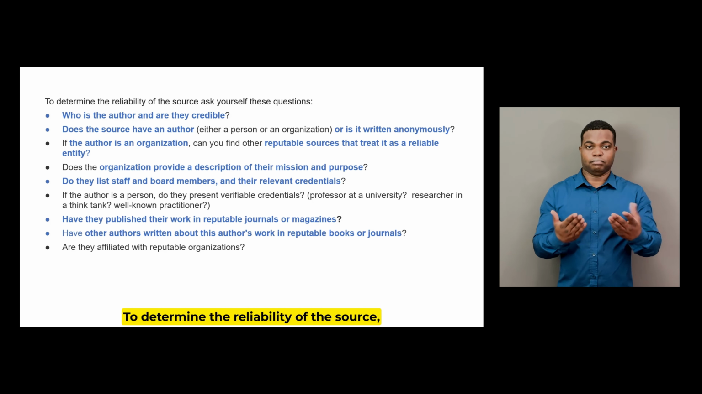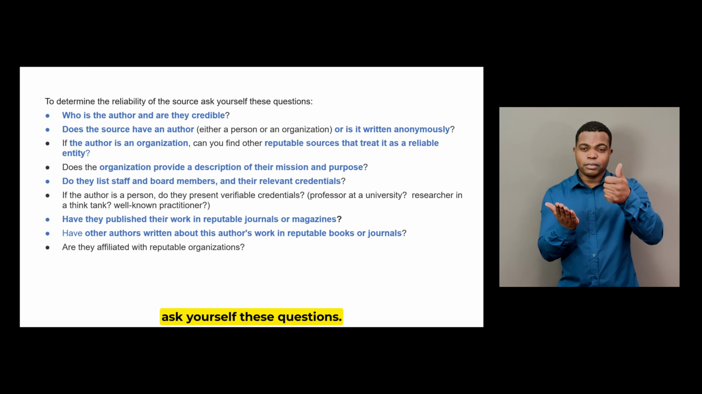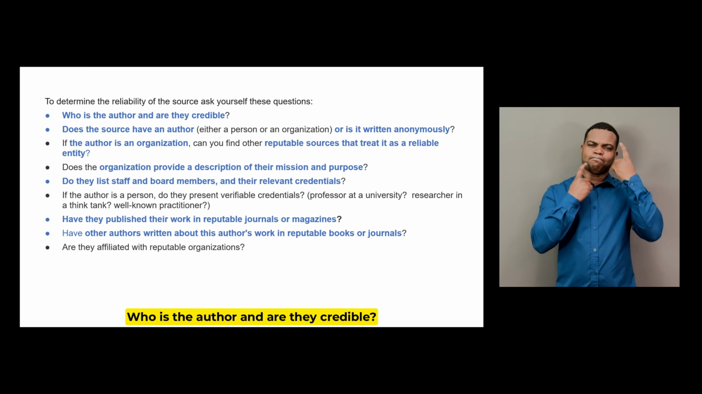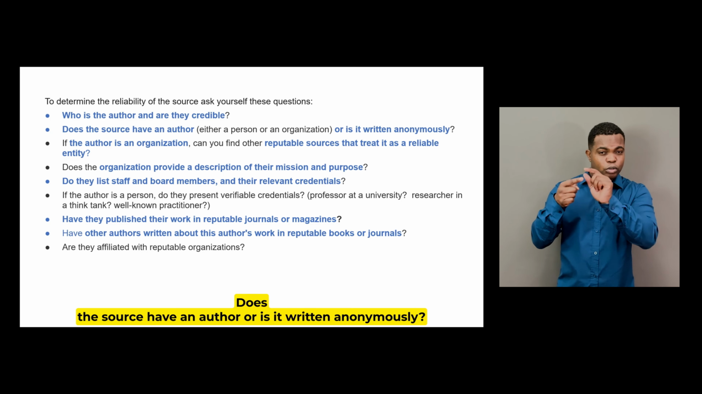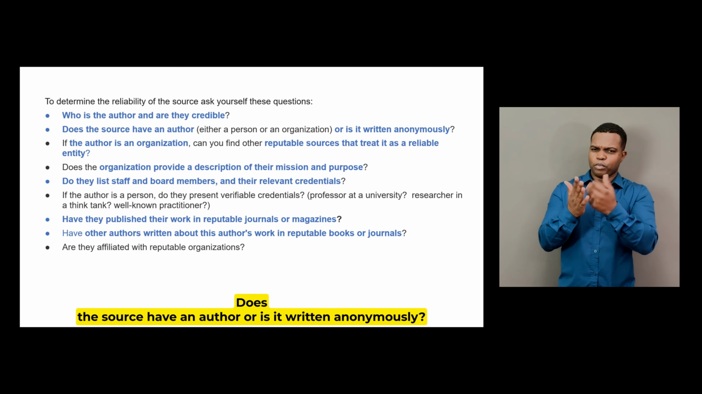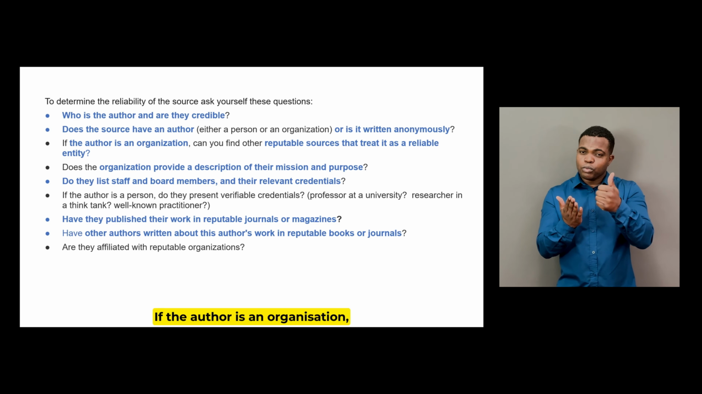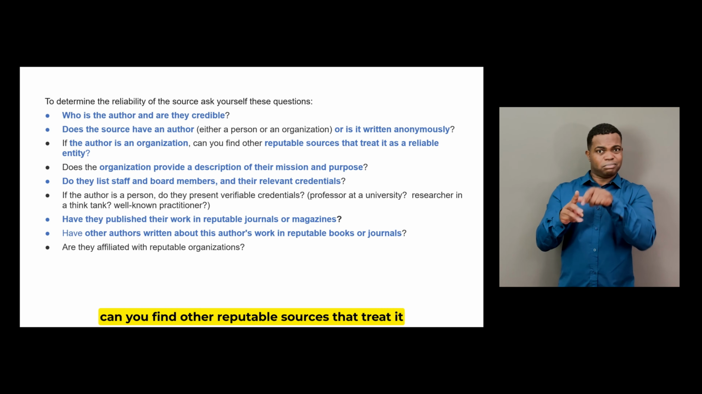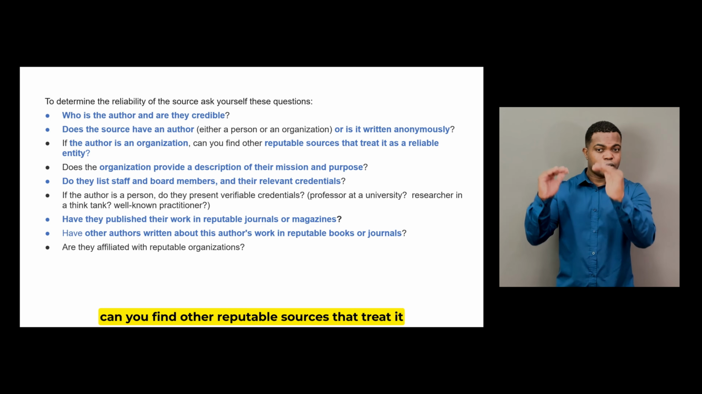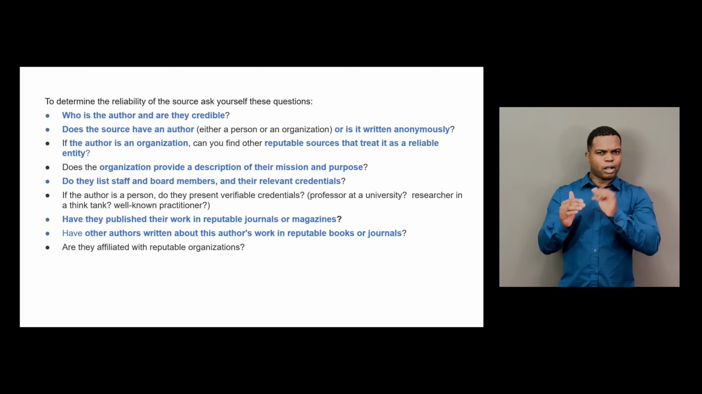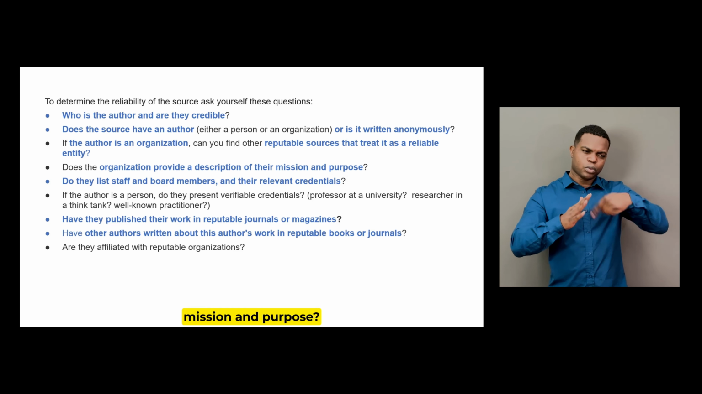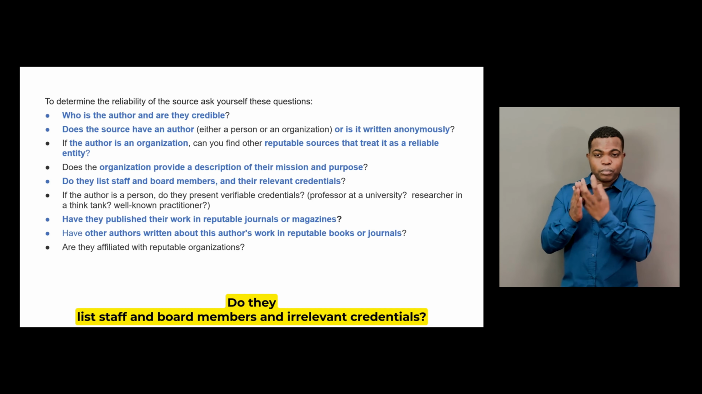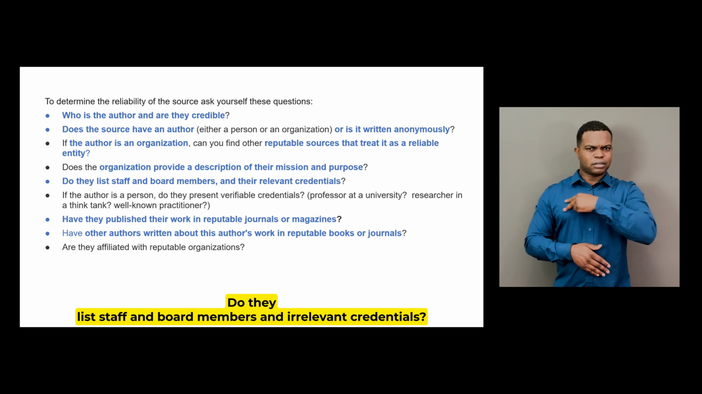To determine the reliability of the source, ask yourself these questions. Who is the author and are they credible? Does the source have an author or is it written anonymously? If the author is an organization, can you find other reputable sources that treat it as a reliable entity? Does the organization provide a description of their mission and purpose? Do they list staff and board members and relevant credentials?